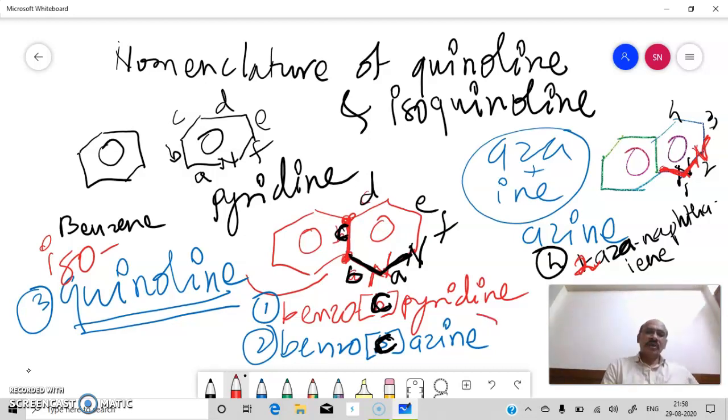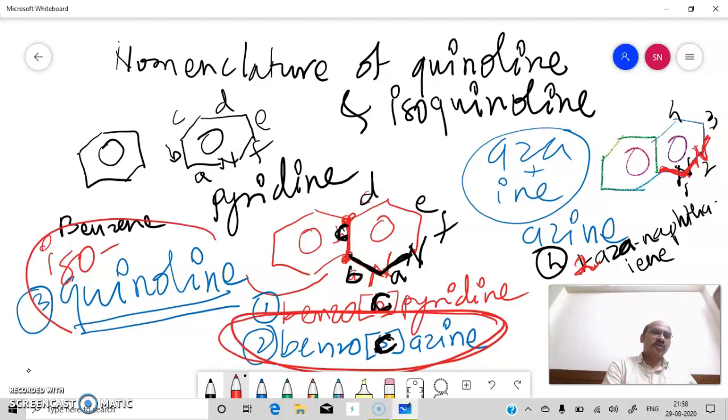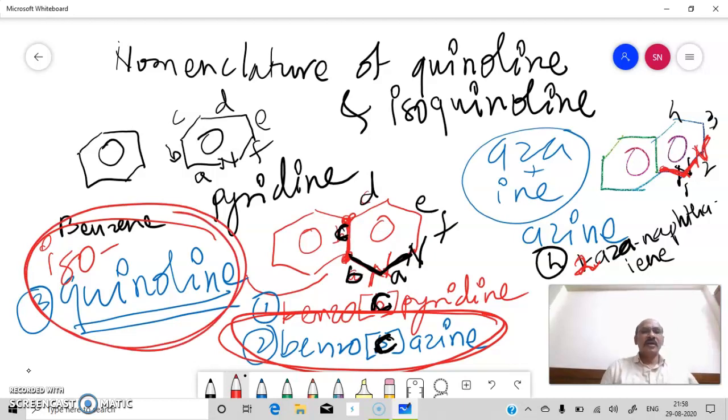But these two patterns, benzo-C-azine and isoquinoline, are normally used for the nomenclature of isoquinoline derivatives or for quinoline derivatives. Okay, you will understand better with examples. So we'll move towards examples.